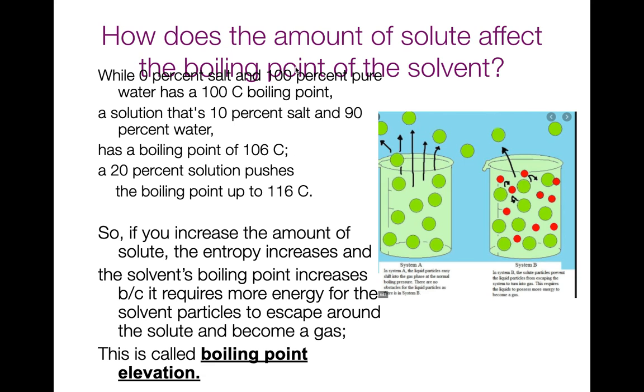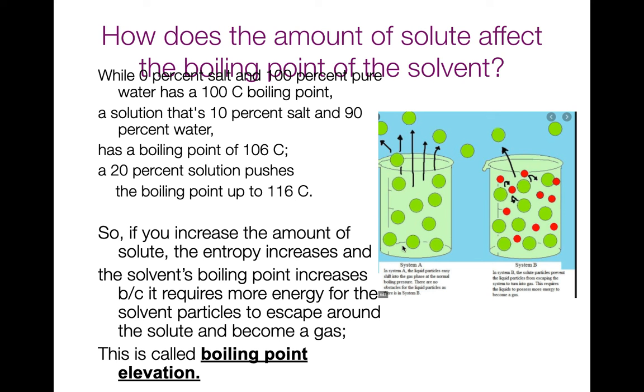Okay, boiling also is affected. While 0% salt, 100% pure water boils at 100 degrees Celsius, if I add some salt, the boiling point goes up to 106. If I add more salt, it pushes the boiling point up to 116. So, if you increase the amount of solute, in this case salt, the entropy increases. So let's take a look.